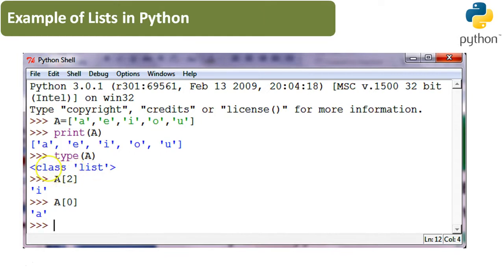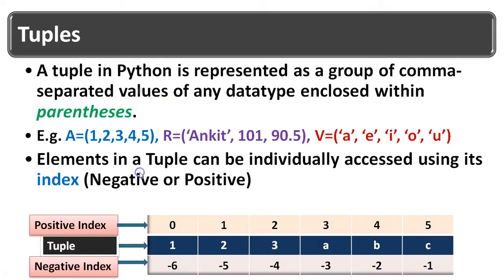Now, if I want to print a particular element of a list, like in the A list, I want to print the second element. Means 2 is the location given inside the square brackets. So on 2, 0, 1, 2, it should be I. It is coming I. If 0th location, it's A. So that is how it works. It is accessible through indexes.